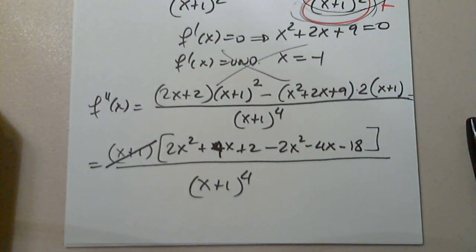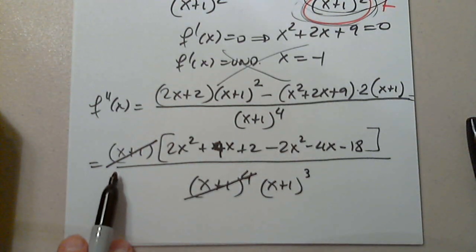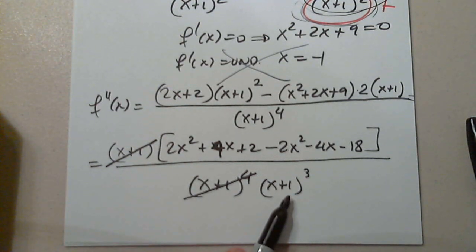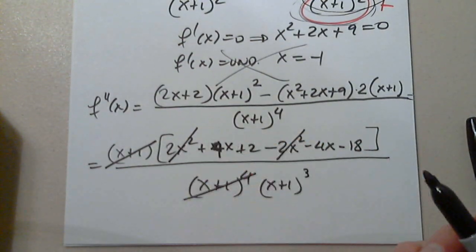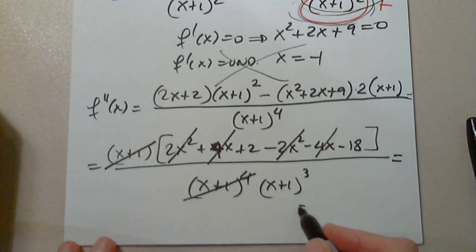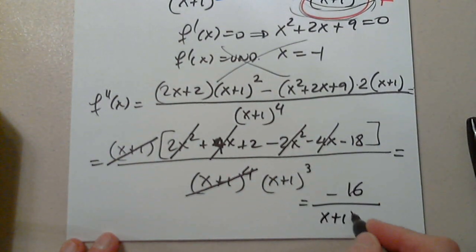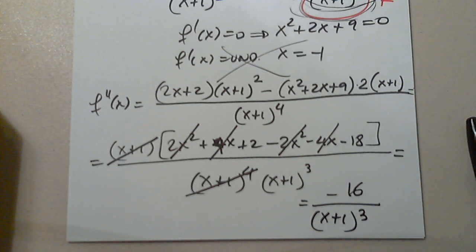Now, only now, I can do this. I remove the factor of x plus 1 from the top, and I remove the factor of x plus 1 from the denominator. Luckily, look at this. Awesome. I love it. 2 minus 18, negative 16, over (x plus 1) to the third. Unexpectedly beautiful.